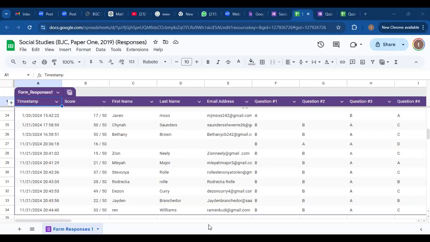Ran Williams. Where's Ran? Ran Williams, can you hear me? Yes, sir. You got a 33 or a 50. You have to redo that. You have to at least get a 40. All right, okay.